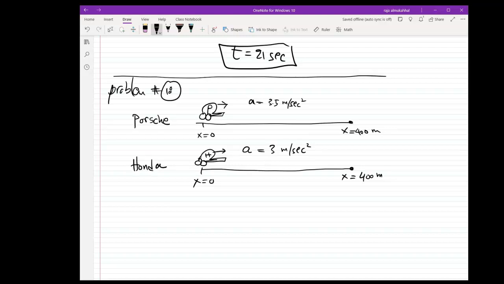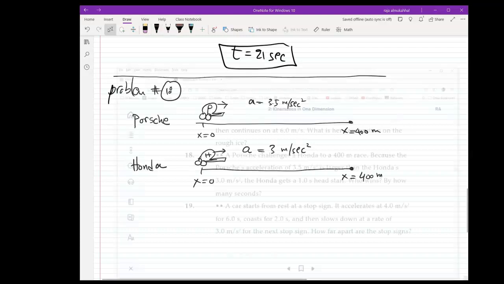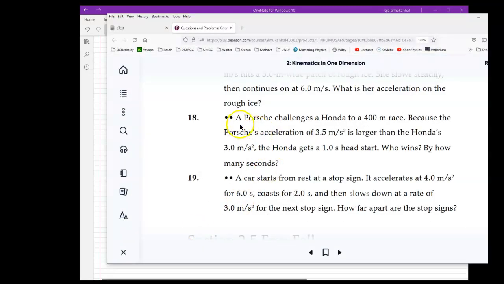Let me go back very quickly and just make sure that we all understand it. Let me just read it again. A Porsche challenges a Honda to a 400-meter race. Because the Porsche's acceleration 3.5 is larger than the Honda's 3, the Honda gets a 1 second head start. In other words, the Honda is allowed to move for a full second, to accelerate and go for 1 second before the Porsche starts. Okay, so who wins and by how many seconds?